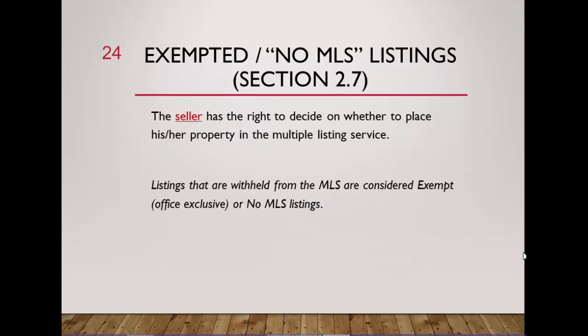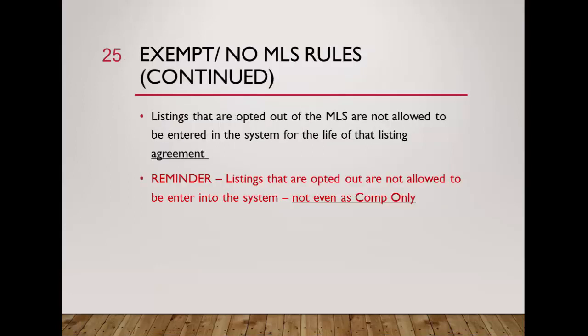Your seller has the right to opt out of the MLS, and we call those exempted or no MLS listings. Listings that are opted out of the MLS are not allowed to be entered in the system for the life of that listing agreement, and that is important to share with your seller. If you have a 6-month listing agreement and your seller opts out, they've agreed to opt out for the 6-month period they have on that listing agreement.